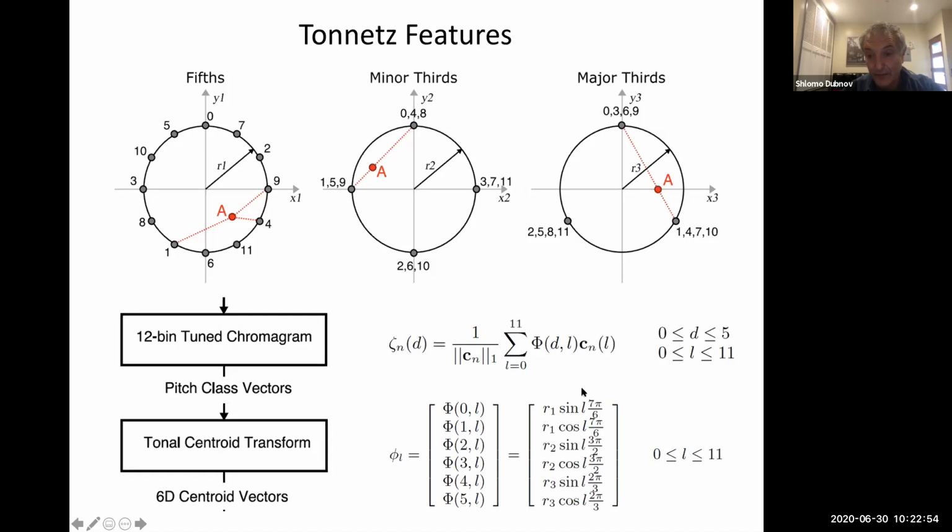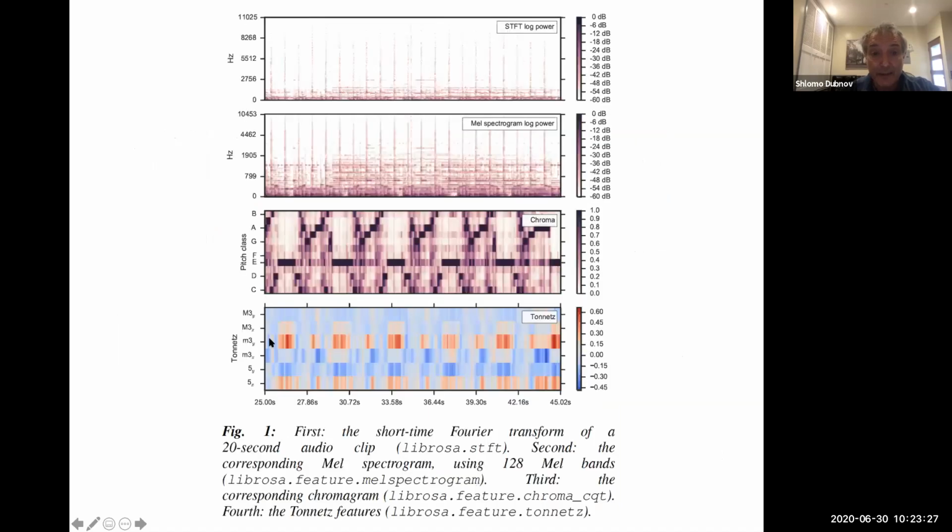If you go through this analysis, I put the paper, so the whole explanation is also in the references. You take your chromagram from 12 notes, you switch this to these 6 coordinates. The first 2 will be how a note is spaced in the circle of fifths, and then how a note is spaced in the circle of minor thirds and major thirds. So once you have that, you end up having these 6 numbers here.